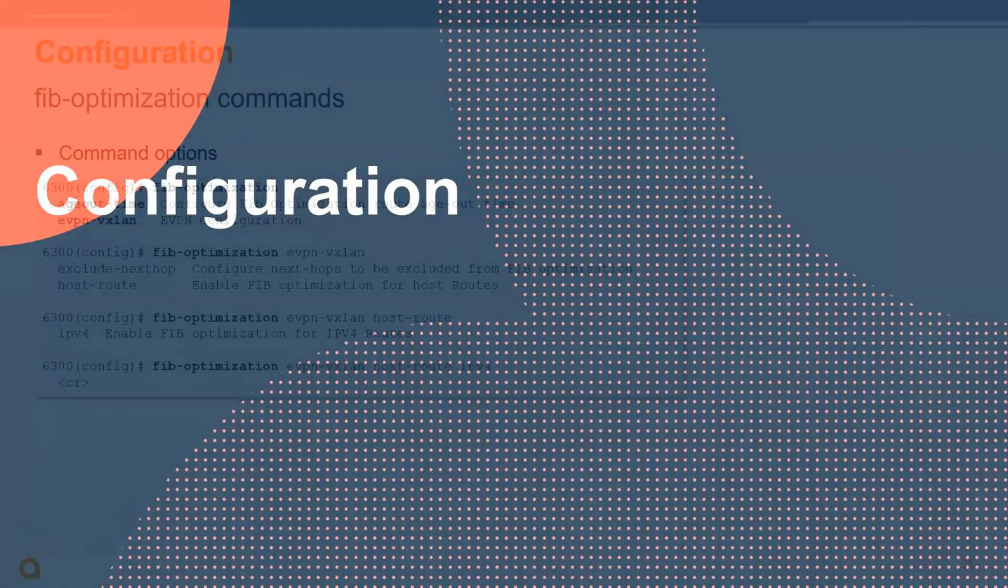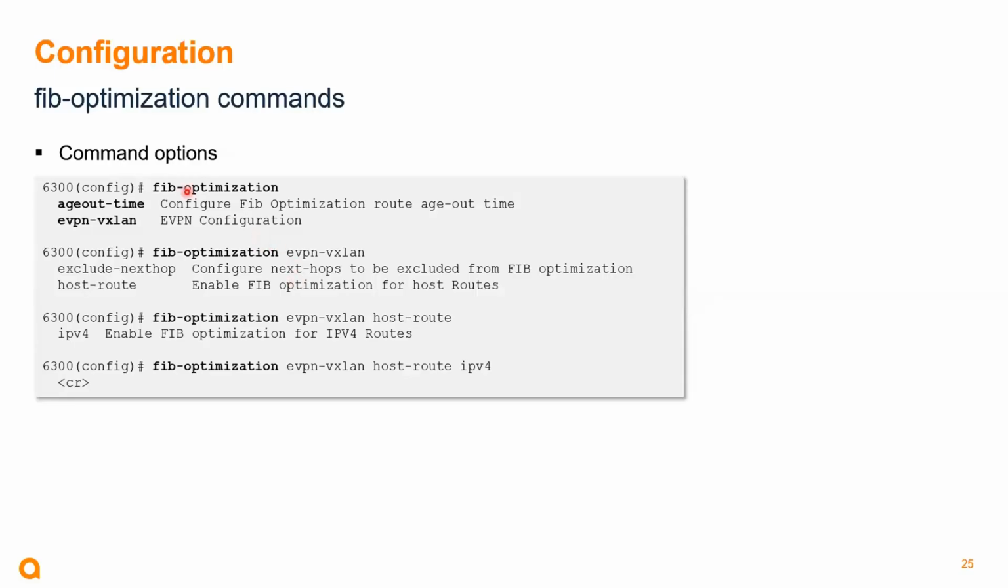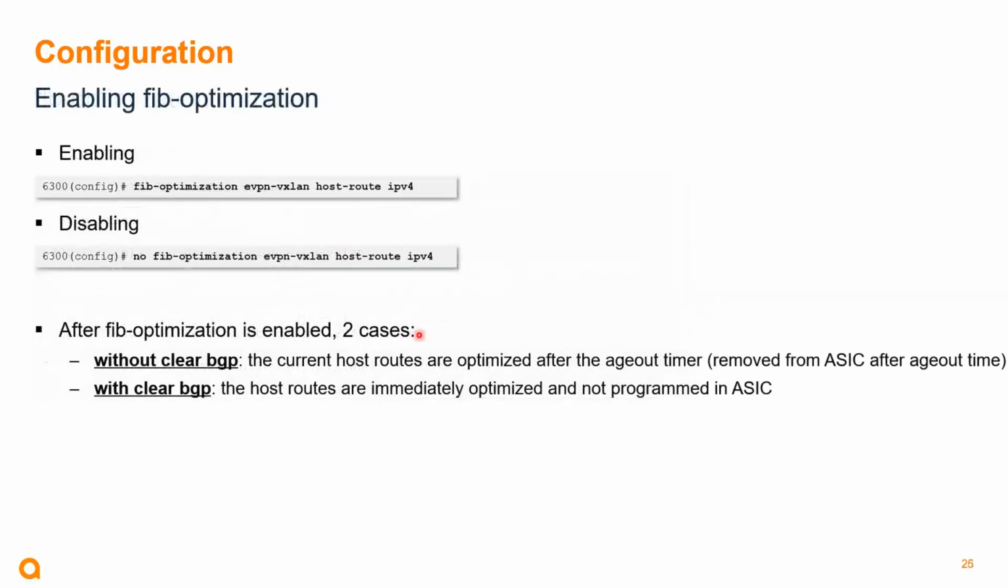For configuration in the CLI, it's very simple. You have FIB optimization. Then you will use EVPN VXLAN, and then you will say host route. And that's for IPv4 only for that first release of the feature. We have that command to enable here as a summary, and obviously to disable, you will perform a no.